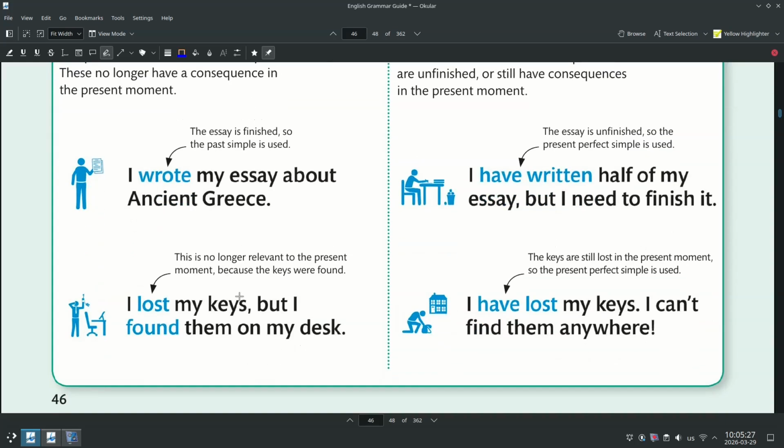I lost my keys, but I found them on my desk. This is no longer relevant to the present moment because the keys were found.